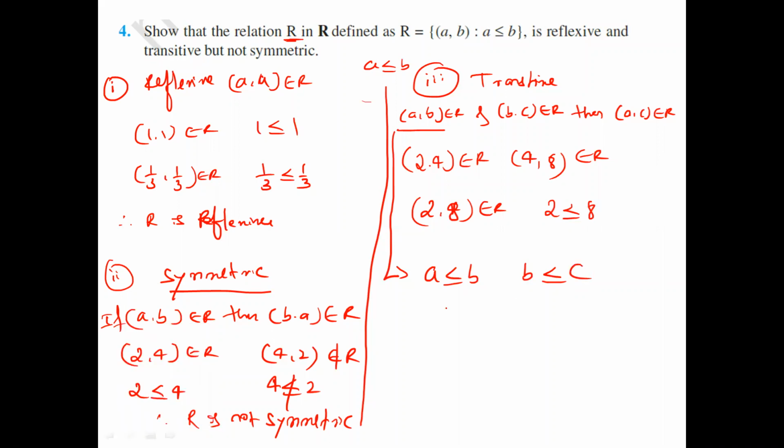Here b is less than or equal to c. Now a is less than or equal to b, and b is less than or equal to c. Then clearly you can write a is less than or equal to c. That is, (a, c) belongs to R. You can write this notation also, fine. So therefore, what is the conclusion? R is transitive. Okay, please note down.